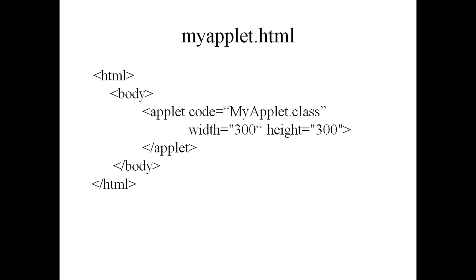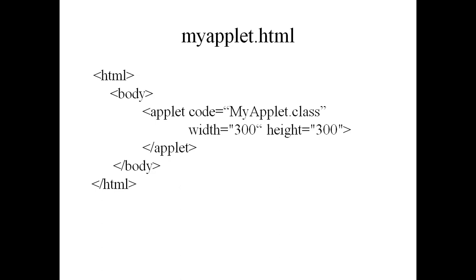HTML code begins with an HTML tag and body. The applet code has to be defined in the HTML code. The applet tag must contain 3 attributes: code, width, and height. Code represents the class name. MyApplet.class is the name of the Java class which I have created for applet programming. So the name of the class must be mentioned inside code.